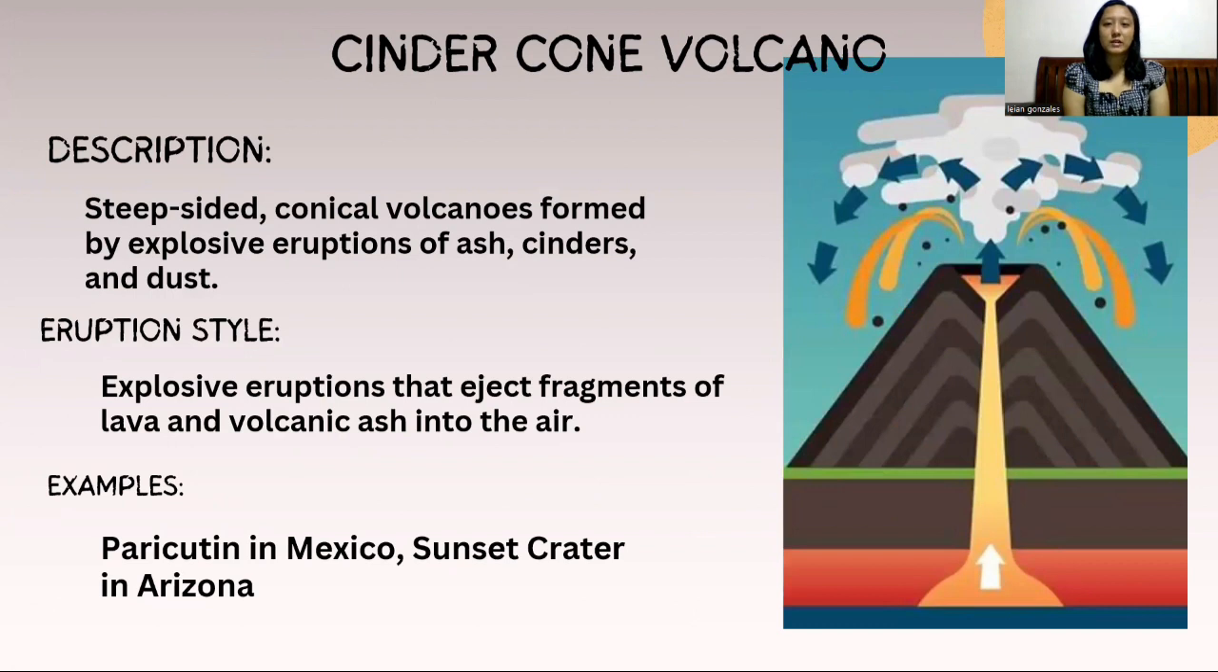Next, we have the cinder cone volcano. It is a steep-sided conical volcano formed by explosive eruptions of ash, cinders, and dust. It is an explosive eruption that ejects fragments of lava and volcanic ash into the air. The examples of it are Paricutin in Mexico and Sunset Crater in Arizona.